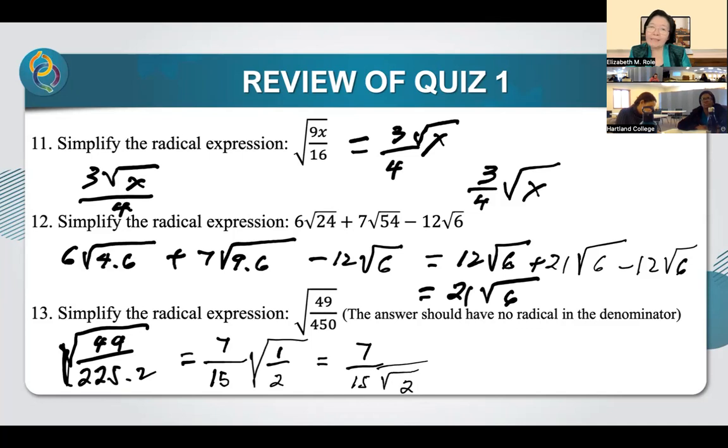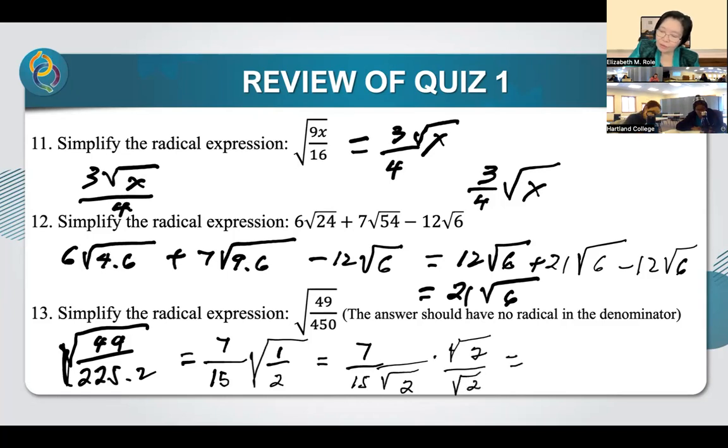But we don't want a radical in the denominator. So we multiply by the radical itself, square root of 2 over square root of 2. So your final answer is 7 square root of 2 over 15 times 2, because square root of 2 times square root of 2 is 2. And this will now be 30. So the final answer is 7 square root of 2 over 30.